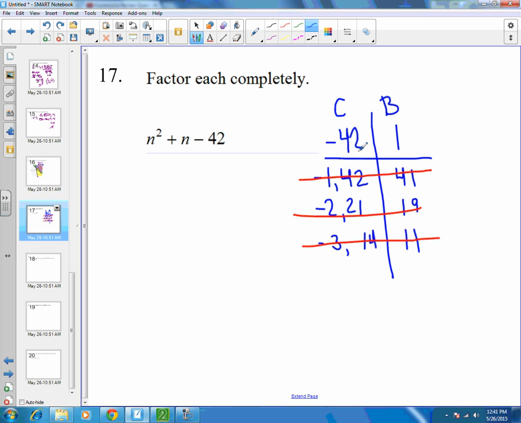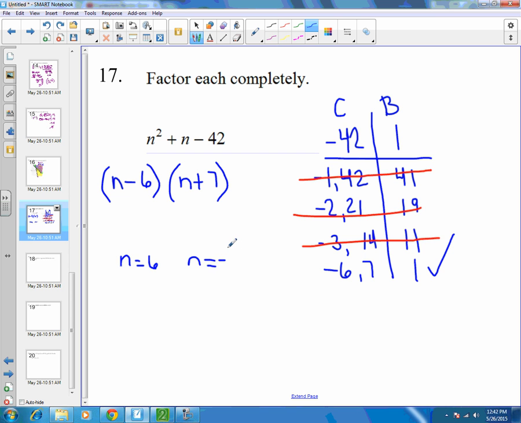Does -4 go evenly into 42? Let's check it. No, it does not. -5 doesn't. -6 does. -6 and 7. And then we add them together, that equals 1, so that's my winner. So then once I have it in this part, I'm going to plug it into n minus 6 times n plus 7. And that is factored. If I wanted to take it one step further and find my zeros, it would be n equals 6, n equals negative 7.